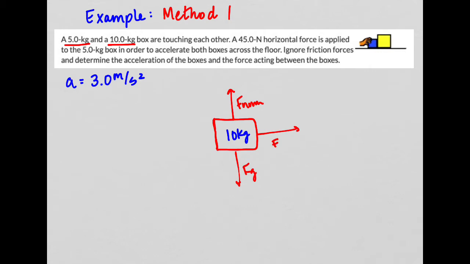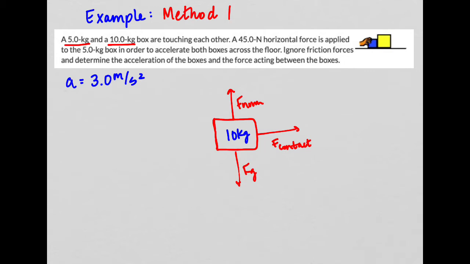You could call this an applied force too, because the 5 kilogram box is technically having the applied force to it, so it would be better to call this a contact force, right? But technically it is an applied force too. The online book says that this is a contact force, but I would also consider it an applied force. Okay, so these are all the forces acting on our 10 kilogram box.